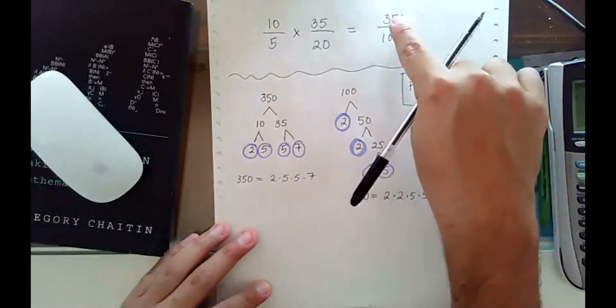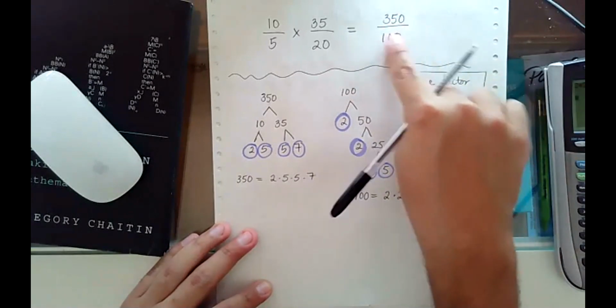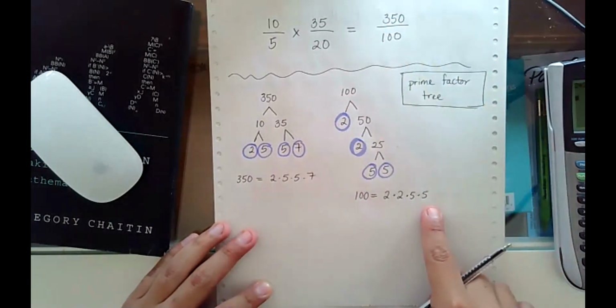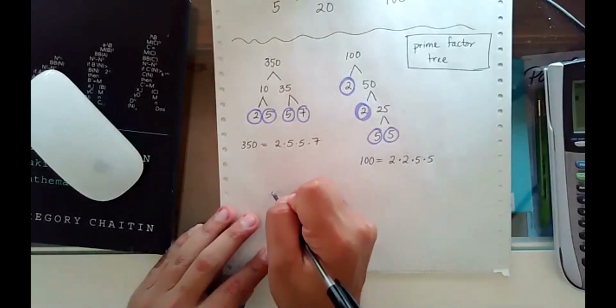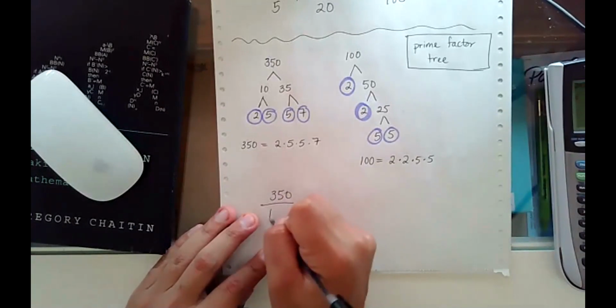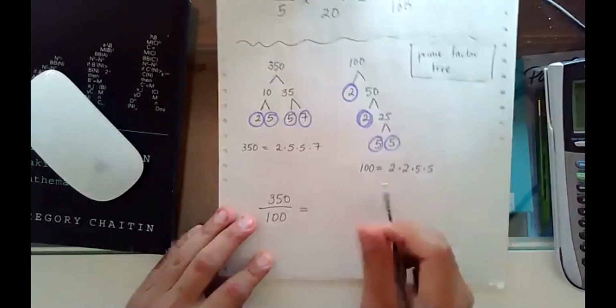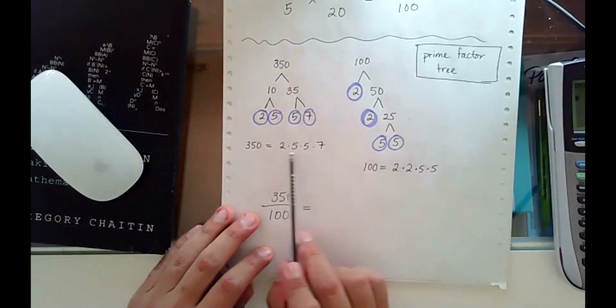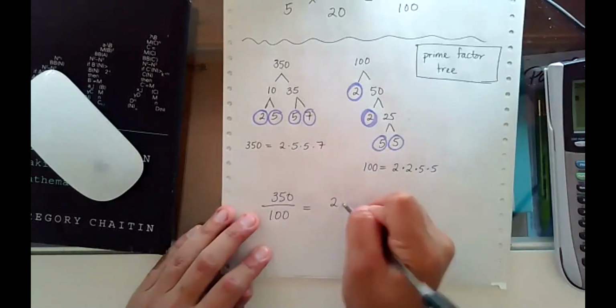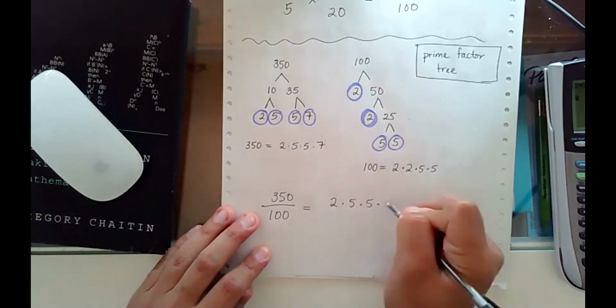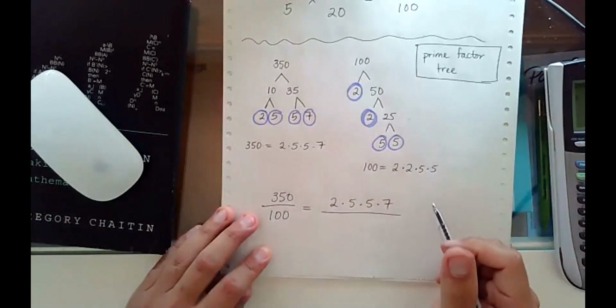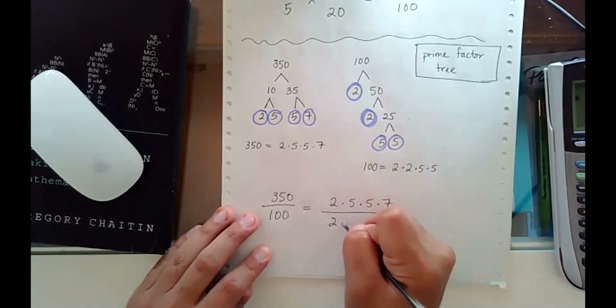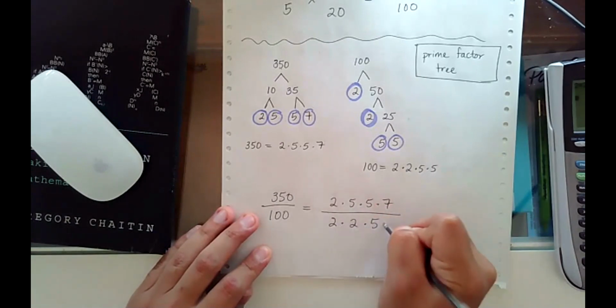So what I'm going to do is replace 350 over 100 by the prime factors. Okay, so 350 over 100 can be rewritten as, well, the prime factorization of 350 is 2 times 5 times 5 times 7, over 2 times 2 times 5 times 5.